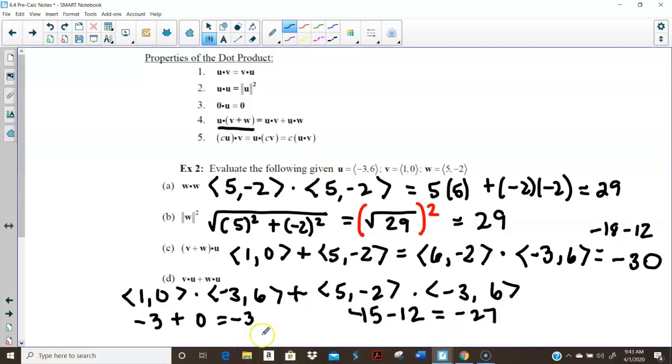We're going to add those two dot products together. So negative 3 plus negative 27 equals negative 30. So you can see that the left side on number 4 was equal to the right side.